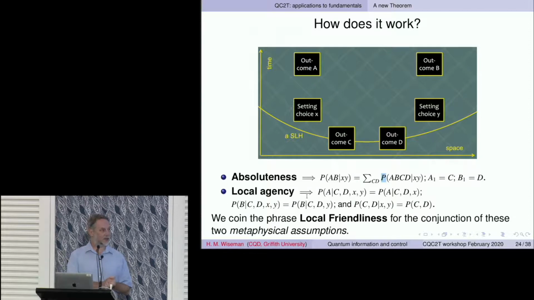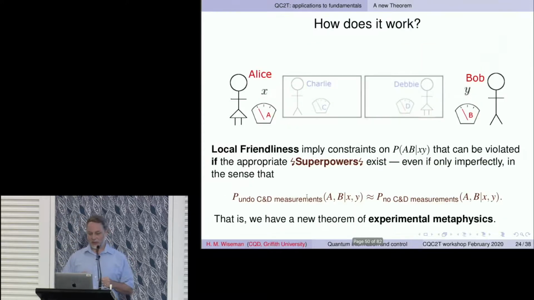Local agency is basically the same as before. And these two assumptions, just for ease, we're going to call the assumptions of local friendliness. So it's not local predetermination, it's local friendliness. And it's different, as we will see. So this joint assumption of local friendliness again implies constraints on what Alice and Bob can see in their correlations. It implies constraints, and if the superpowers exist, then those constraints can be violated.